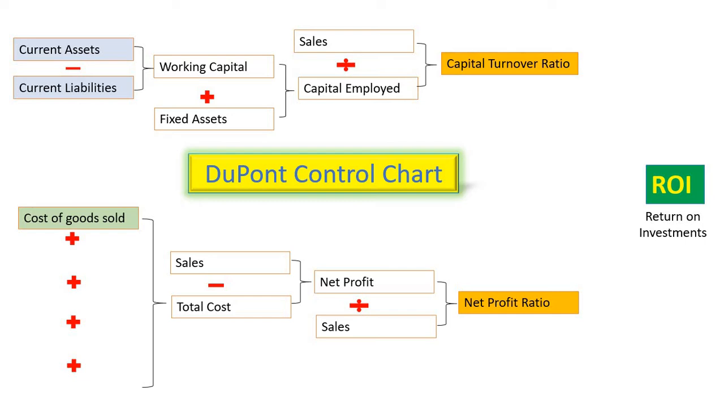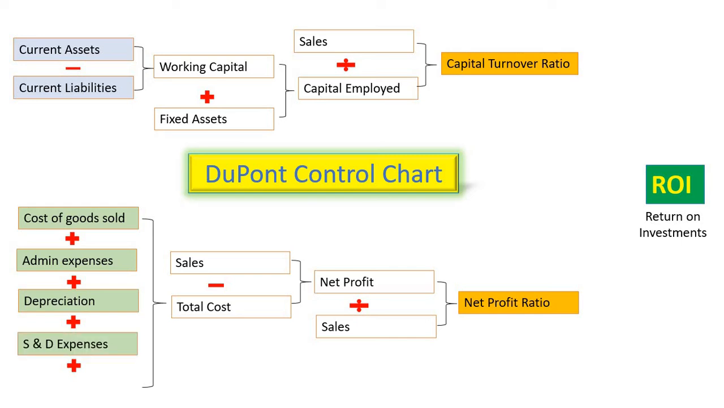Cost of goods sold is nothing but the total of all the direct expenses incurred for the production of the product. Secondly, we have got administrative expenses like salaries, maybe electricity bill, rent, etc. Then we have got depreciation, which is a non-cash expense, but it is a deductible expense. Then comes selling and distribution expense, the expenses incurred for the sale of goods such as advertisements, salesman commission, and all the other associated expenses.